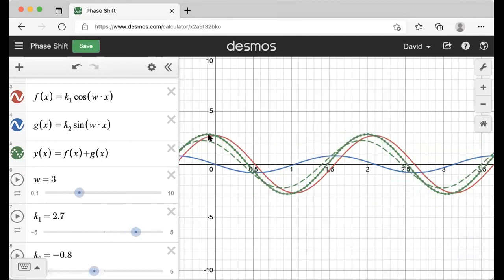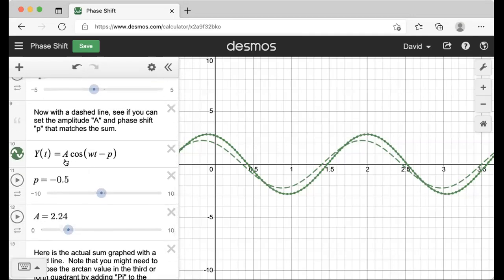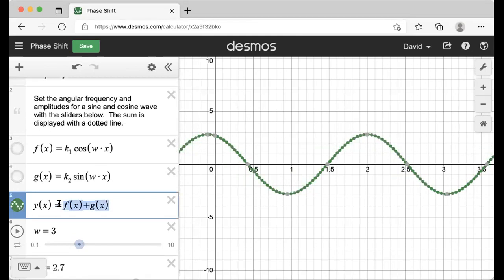And the dotted green is the sum of the two, turning out to be one sine wave. Over here, I did this with one amplitude, one phase shift. I used P instead of phi for the phase angle. And the idea is, can you match these two so that they're exactly the same? Then you found the single cos wave that matches the sum of the sine and cos waves.